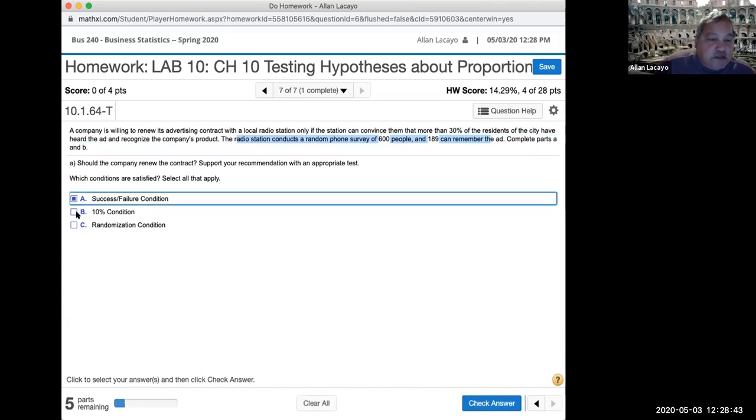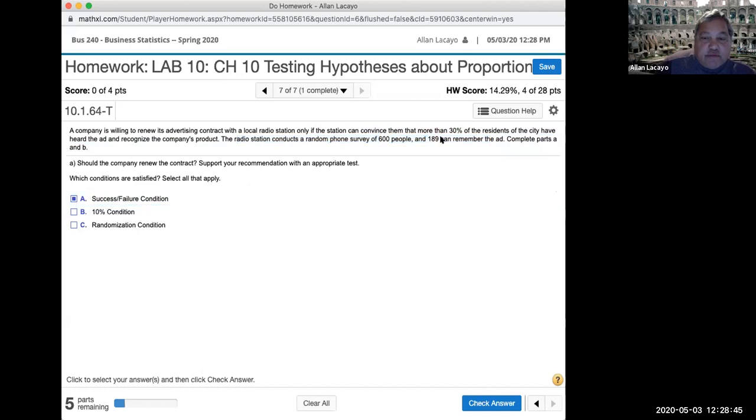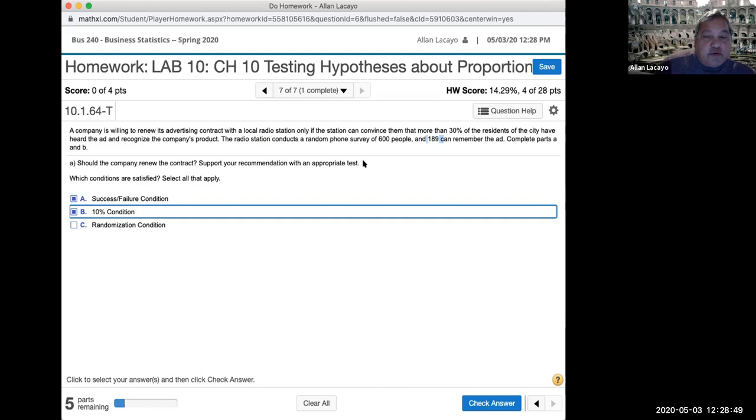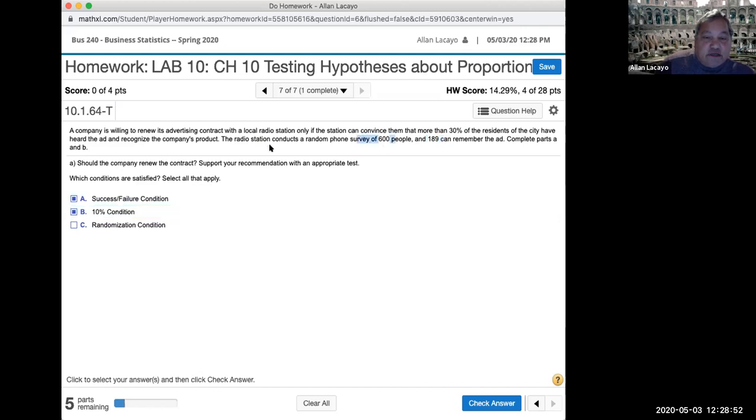So we have enough data. We have at least 10 people who remember the ad and at least 10 people who don't. 600 people is way less than 10% of the radio listenership probably. And it's a random phone poll. So all three conditions are met.